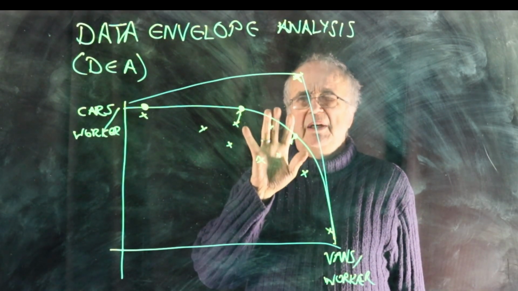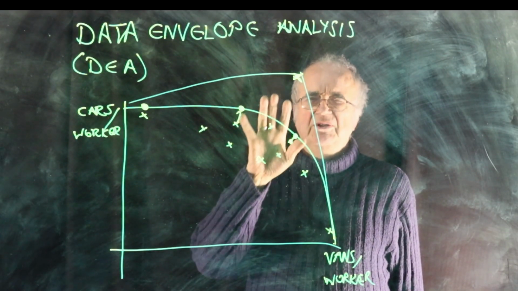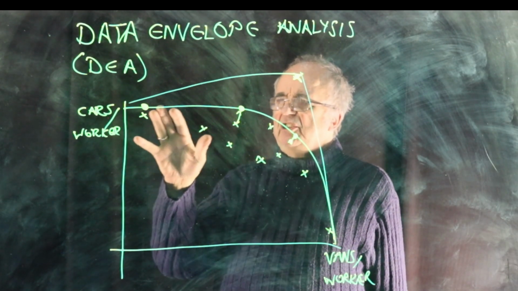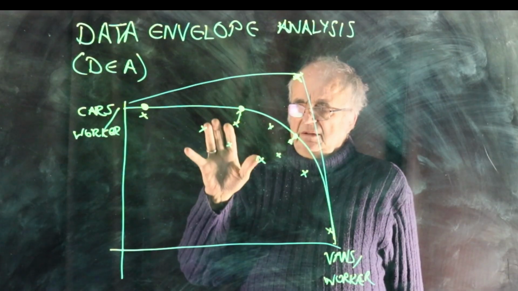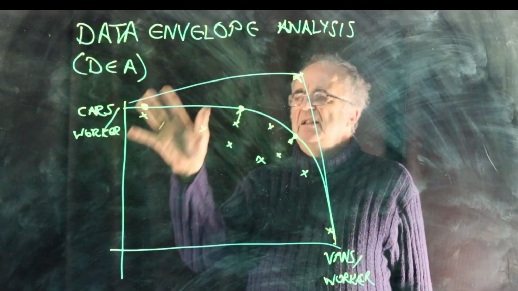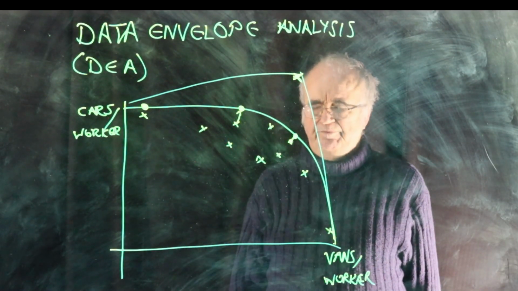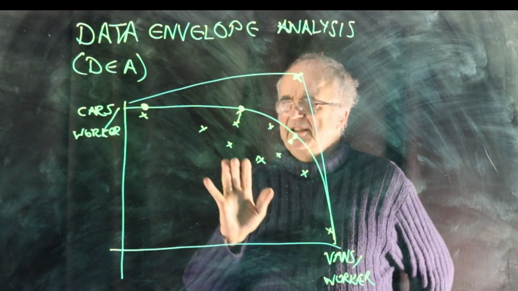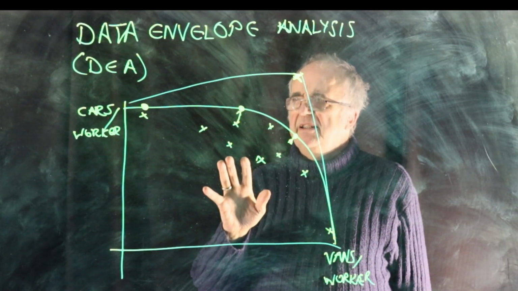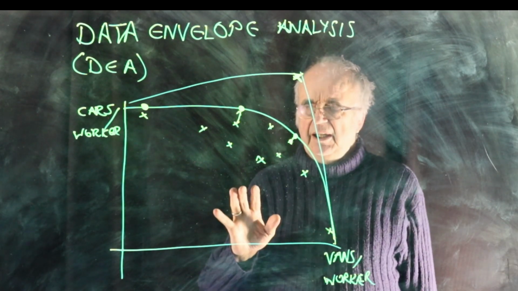It's got this major disadvantage, is that if you miss out an exemplar of high performance, it will affect all of the results that follow, because effectively each unit is being compared with the boundary, and the boundary is set by the exemplars that form this outside layer. So that's data envelope analysis in a nutshell, and I'll go on in my next video to talk about how I have applied this to an examination of university performance in the UK but elsewhere.